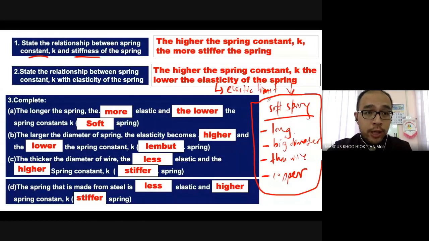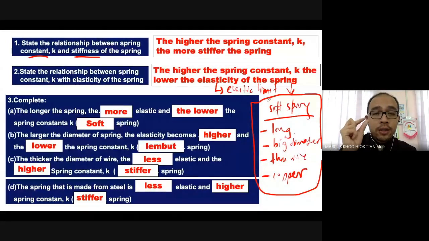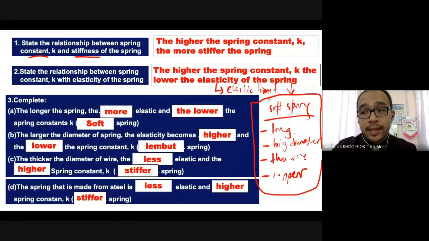Okay, but if you want a stiff spring, you use a short spring, a small diameter, a very thick wire, and then you use something like steel.